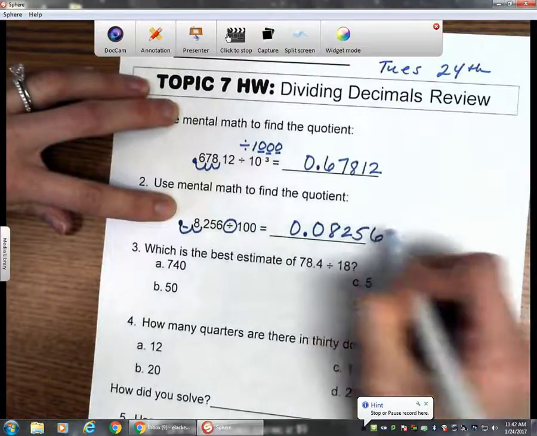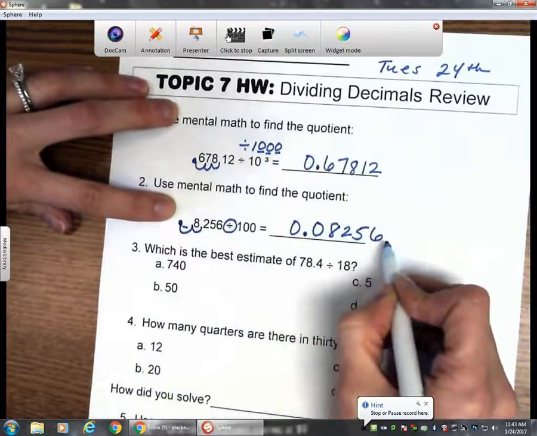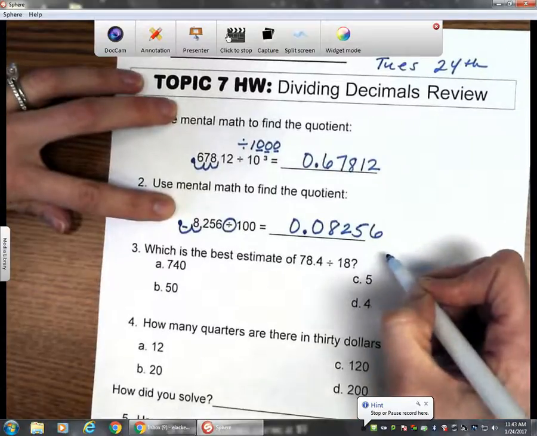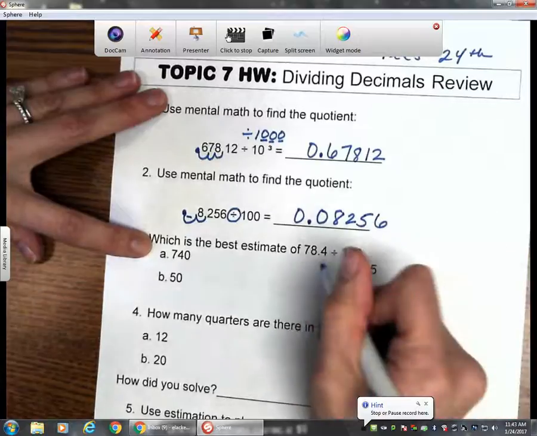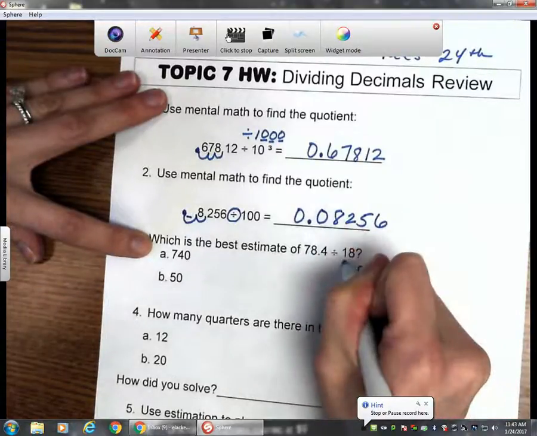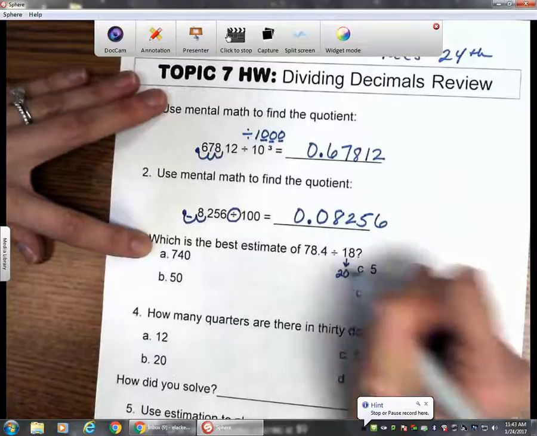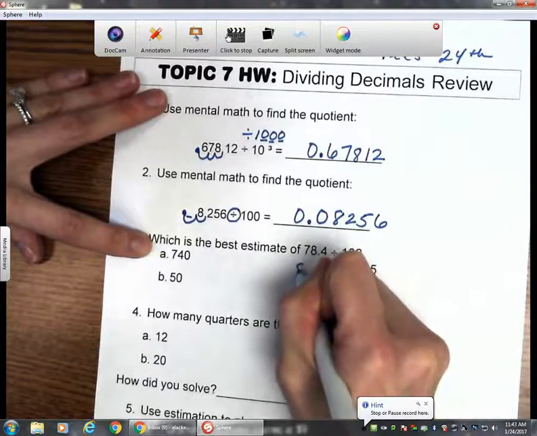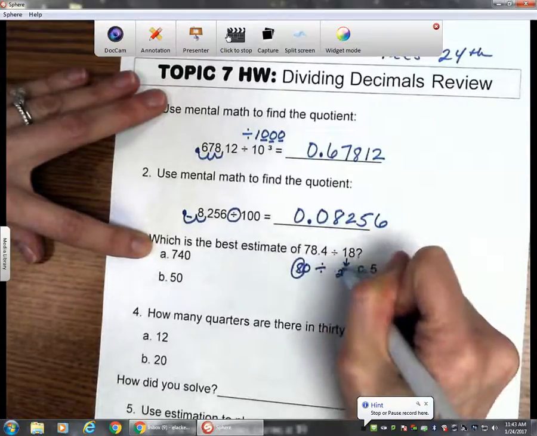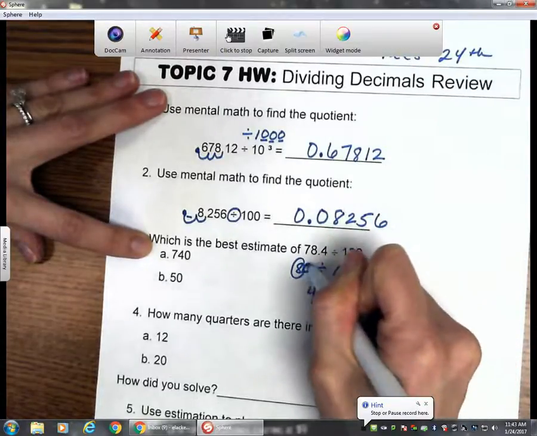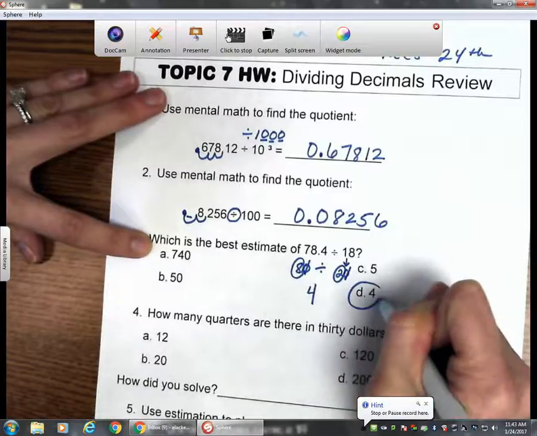Don't worry about reading this since it goes beyond the thousands place, but just be careful about rewriting it. This one, an estimate. Okay, so I would say that this could easily be like 20, and 20 goes into 80. So 8 divided by 2 is 4, and cross out the zeros, so my estimate would be about 4.